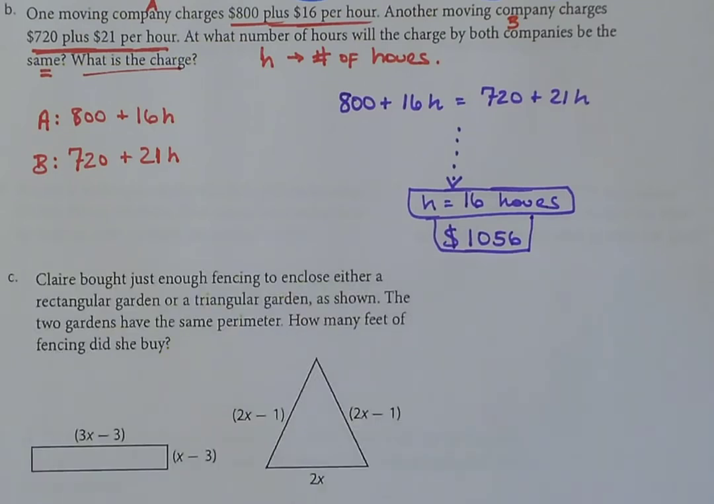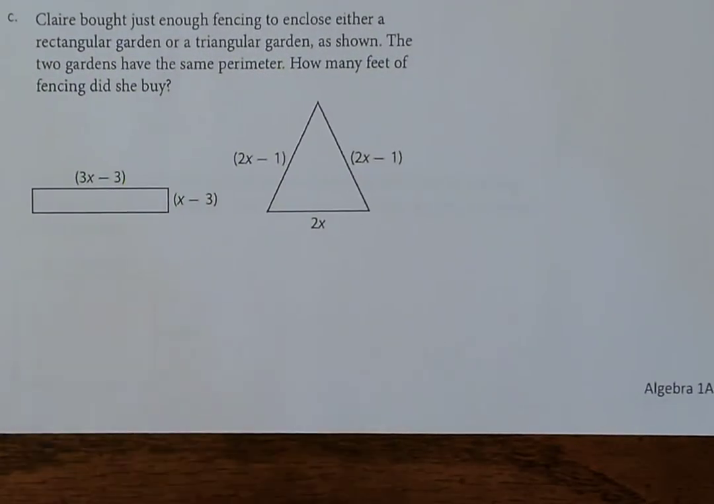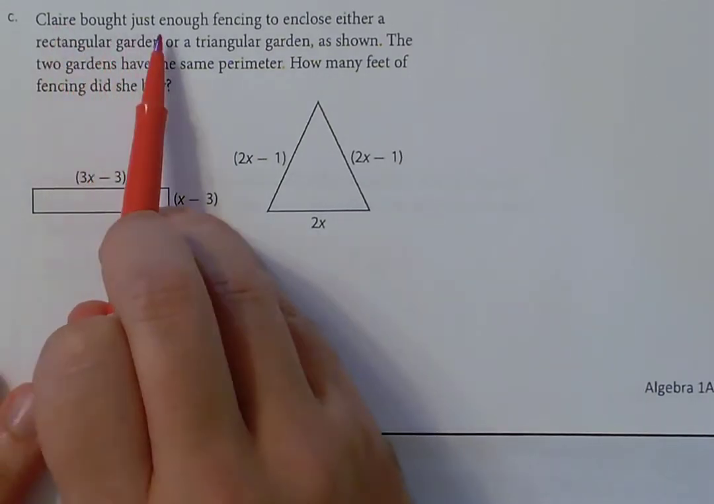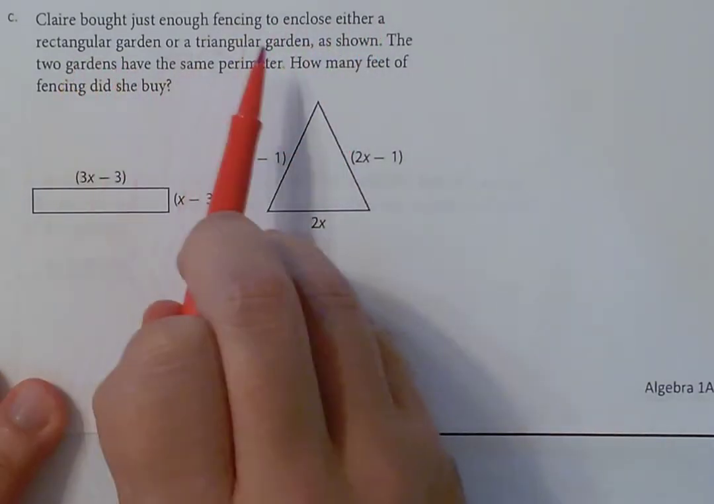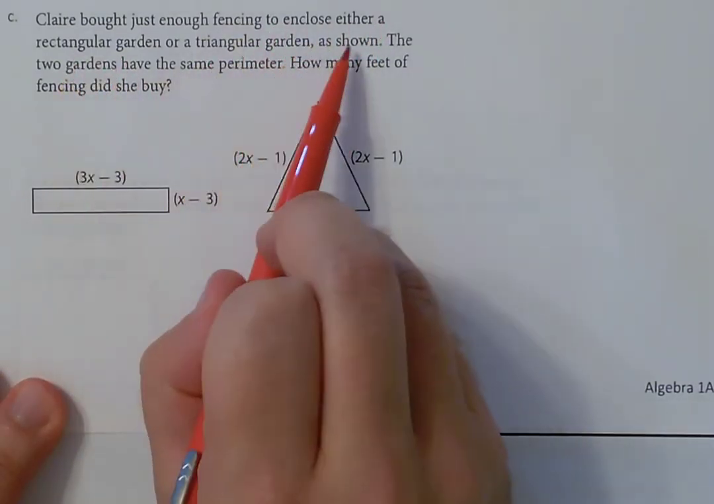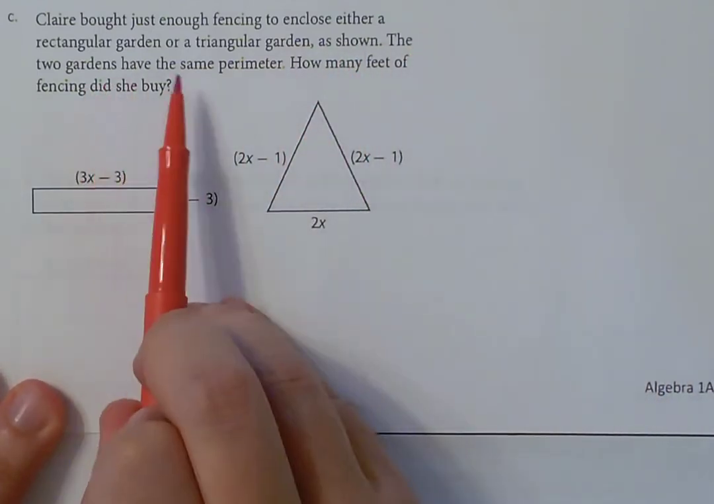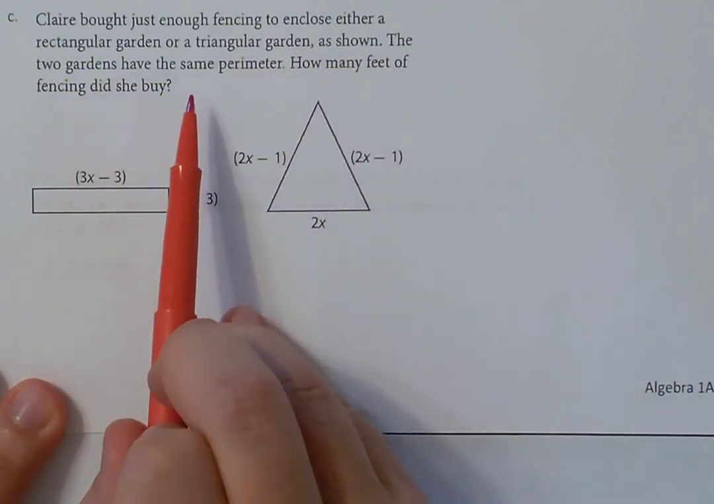All right, for part C, I'm just going to talk about the setup. I'm going to leave this one for you to practice. It is done in my completed notes, but I'm just going to help you understand how to set it up. So for part C, we have Claire bought just enough fencing to enclose either a rectangular garden or a triangular garden as shown. The two gardens have the same perimeter. How many feet of fencing did she buy?